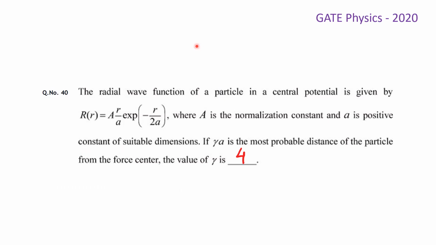So we have solved this problem, and also we have discussed some important tricks to solve this type of problem very easily. And we found that the γ value in this question is 4.